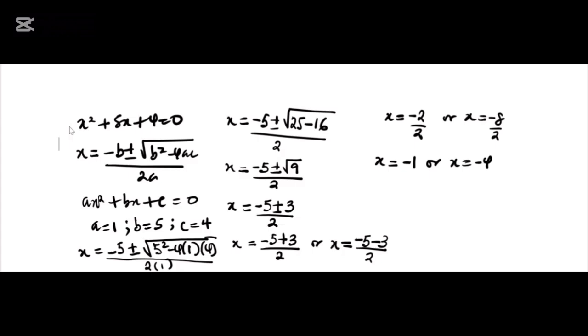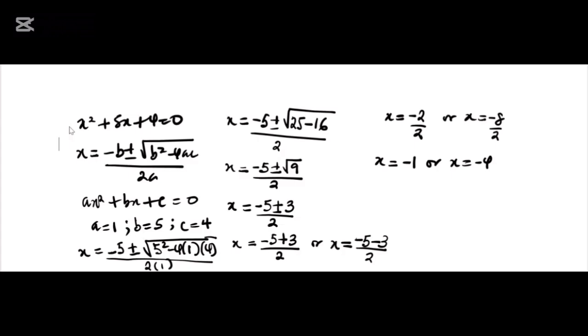Now, why do we end up having two possible solutions? It is because for a quadratic equation, there are two roots. Looking at this, you will notice that the highest power of the quadratic equation is 2. Since the highest power is 2, it means that there are two possible solutions to the quadratic equation. In this instance, x equals minus 1 or x equals minus 4. Both of them will satisfy that quadratic equation.